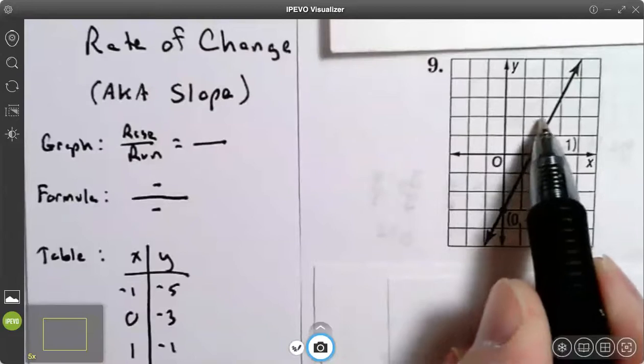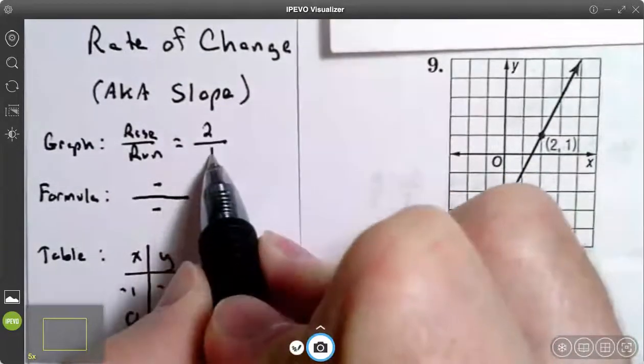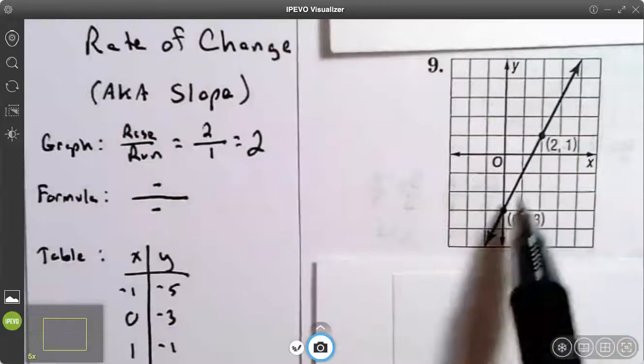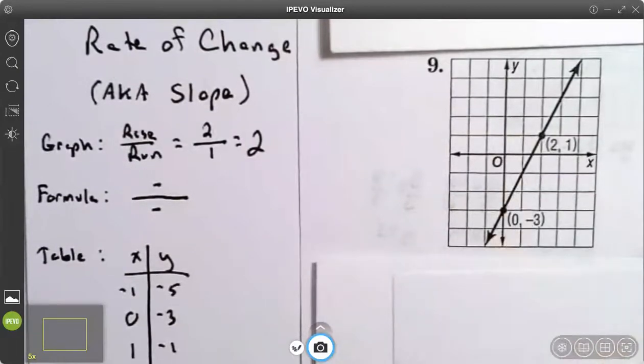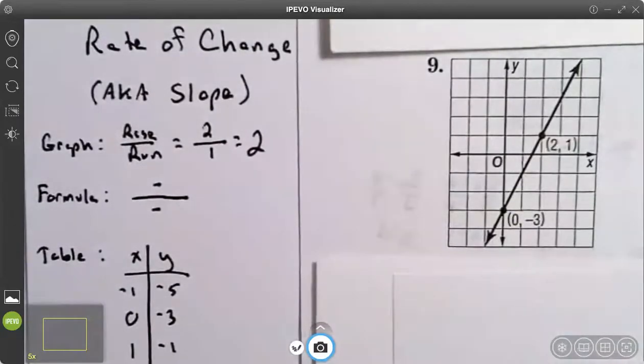I rise 1, 2, I run 1. Rise 2, run 1. Your slope is 2. If you had counted between the dots, you rise 1, 2, 3, 4, run 1, 2, 4 over 2 still simplifies to 2. You count between any of the places where it goes right through the grid, you'll get the same answer too.